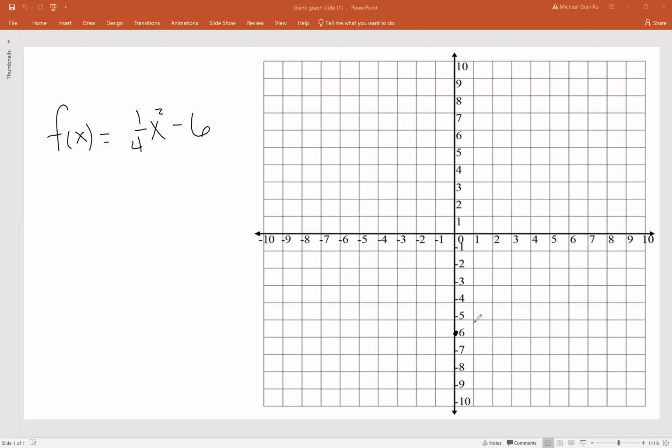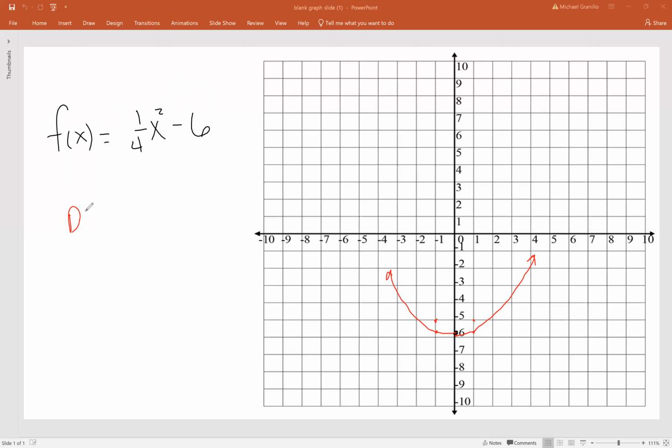Now, normally it would go right through here, right? It goes through here and it would go through here, but now it's only going to be 1/4 of that. Okay, so look at how wide that's going to get. All right, something like that. Something like that. Okay, so I made it wider and I dropped it down.